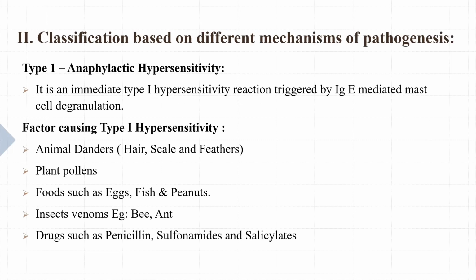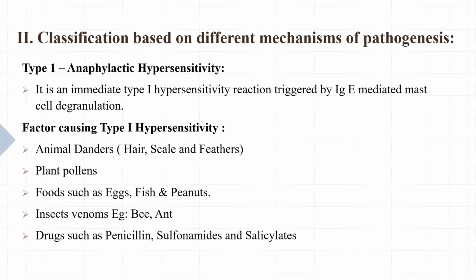Type 1 anaphylactic hypersensitivity is an immediate hypersensitivity reaction which is triggered by IgE mediated mast cell degranulation. Anaphylactic reactions are caused when the sensitized animals receive the allergens for the second time. The factors causing anaphylaxis may be animal danders like hair, scales and feathers, plant pollens such as ragweed, foods such as eggs, fish and peanuts, insect venoms, and drugs such as penicillin, sulfonamides and salicylate.